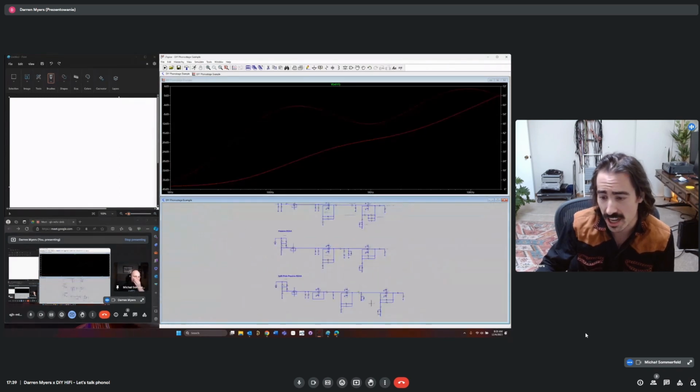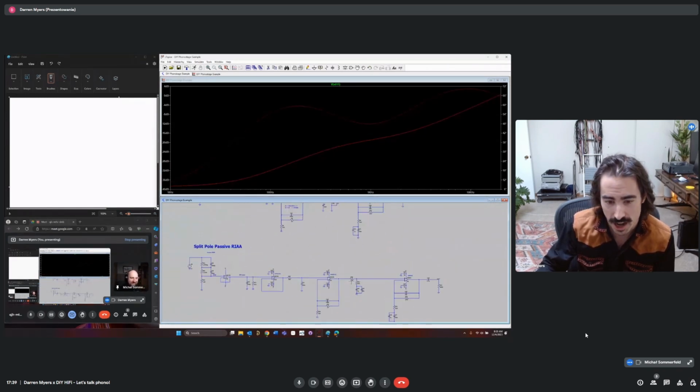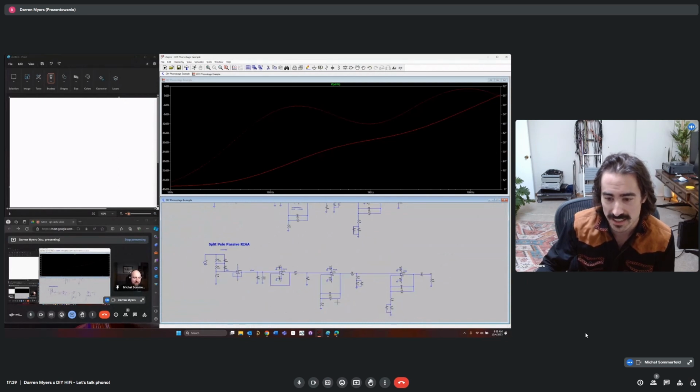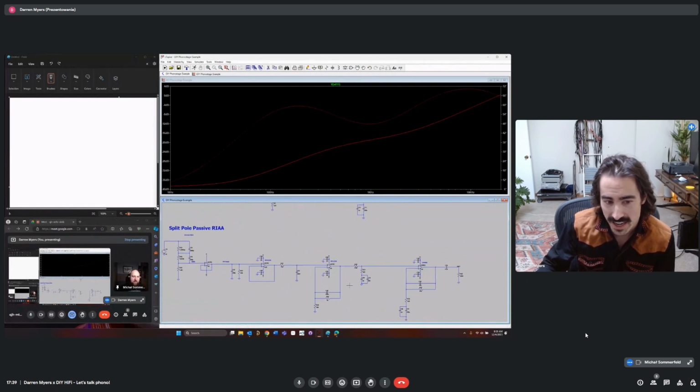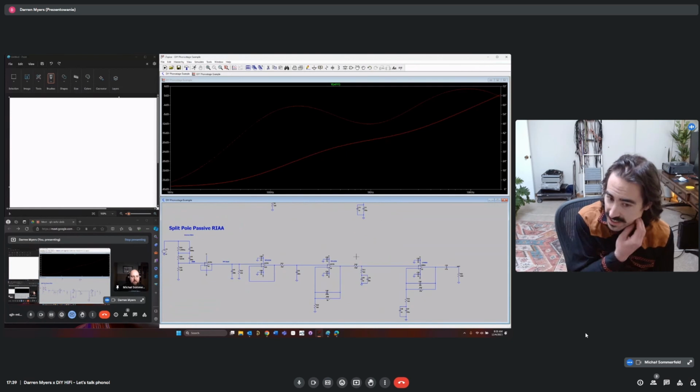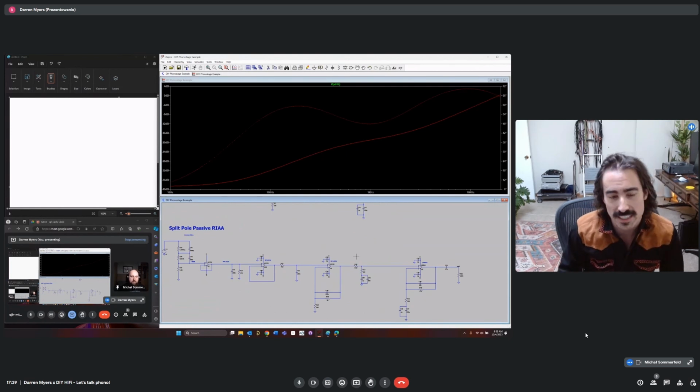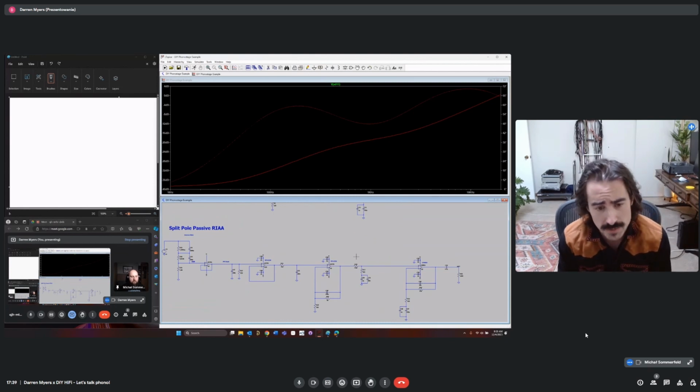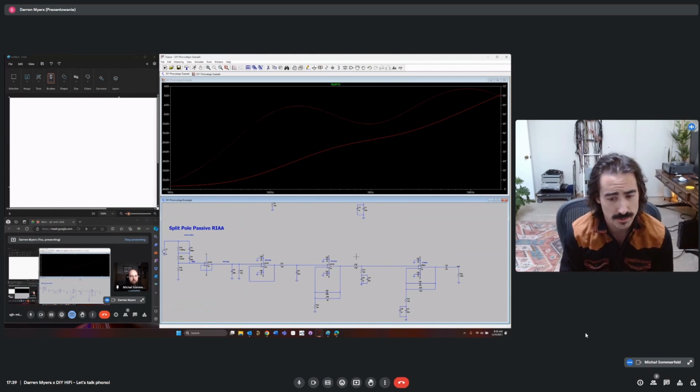So, moving on, I have a third option, which is something that many may not have seen. It's something that's not really discussed much. You can find some information on it, but very little. And I don't really know how much this has been actively discussed. But I'm going to discuss it right now. And this is called split pole passive RIAA.